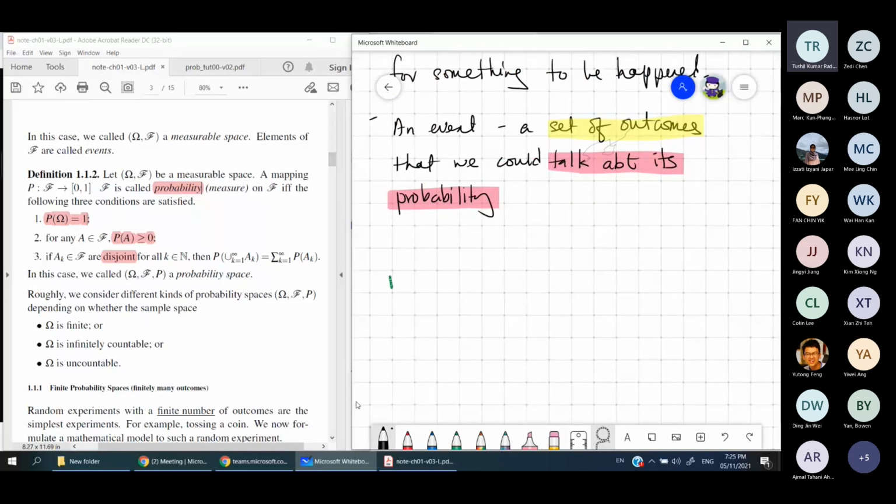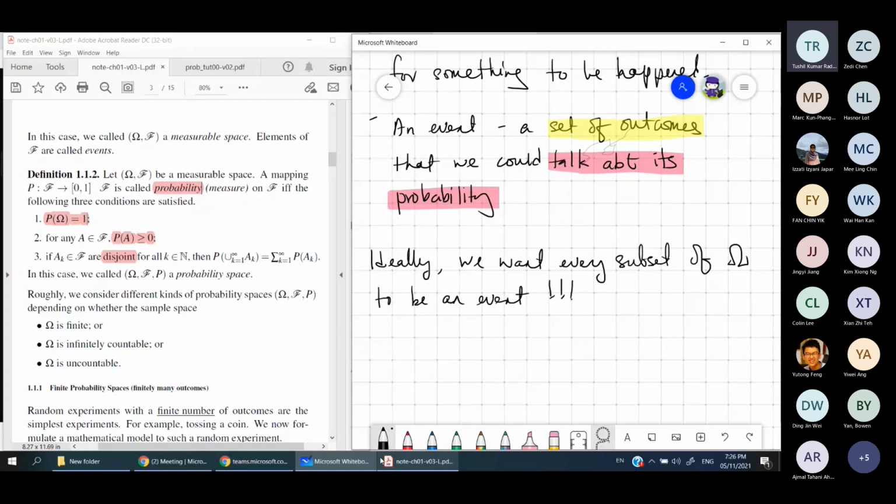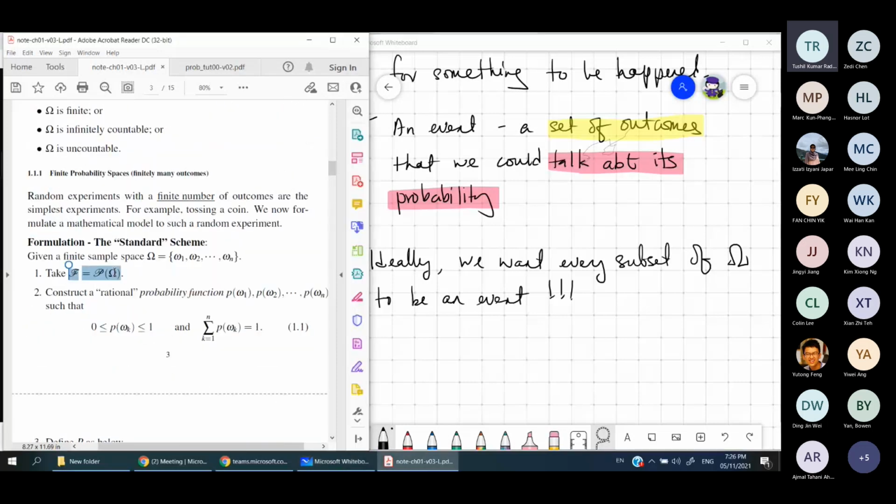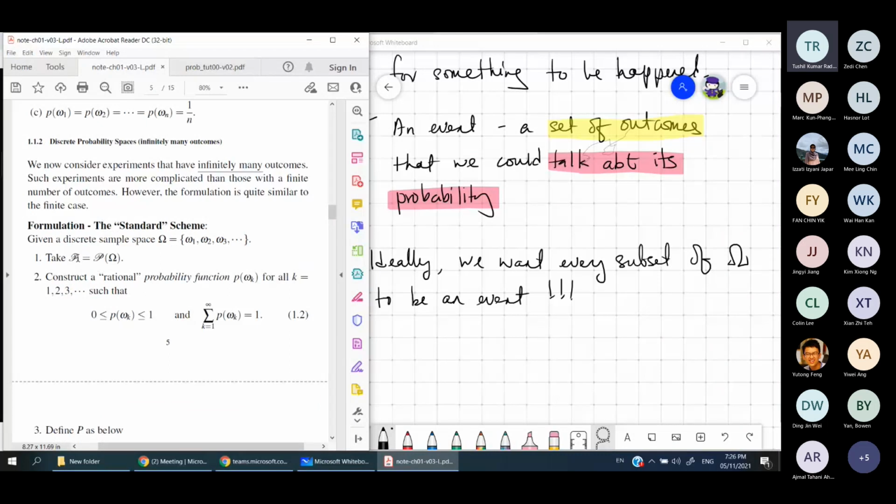So in the perfect case, ideally, we want every subset of omega to be an event. That will be easy, right? We hope that we can consider all the possible cases, like in the finite case. Our first choice will always be the power set. We just consider all the subsets, same as the finite case. So we simply take this to be the power set. We hope we can assign a probability to all the subsets of the sample space. This is what we want.